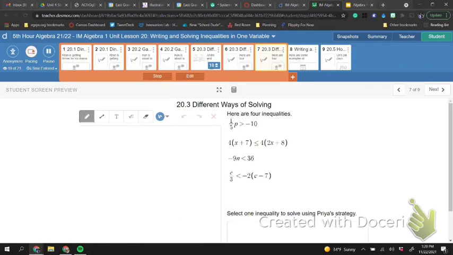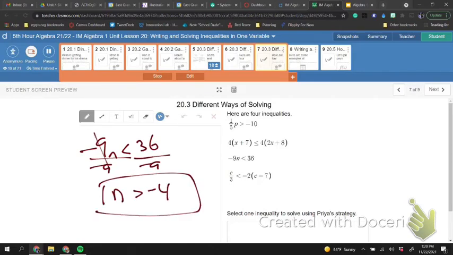All right, third one. -9n is less than 36. I'm going to divide both sides by -9. Because I divide by negative, I need to flip my symbol. If you did the 0 thing, 0 is less than 36 is true, right? So for 0 to work here, 0 would need to be bigger than -4.